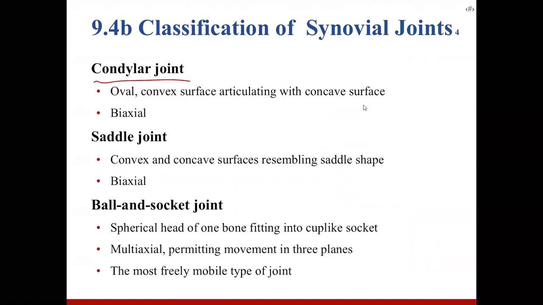Okay, condyle, which is, I can't say that word very well. So you have an oval convex surface that articulates with a concave surface, and they can go in two directions. Okay, and you have these in your wrists. A saddle joint is what you have in the base of your thumb.